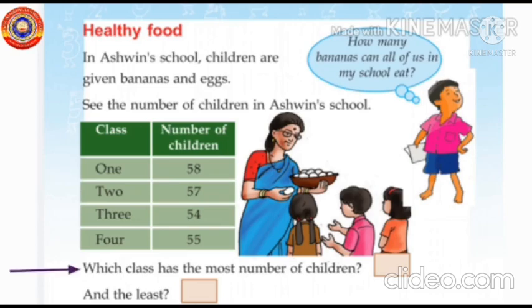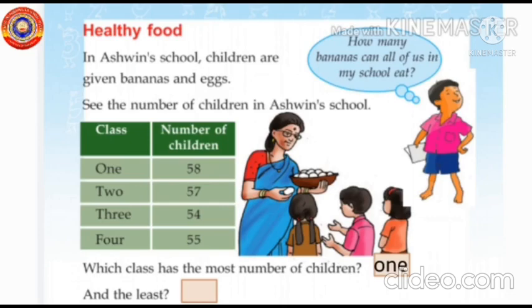First, we want to find which class has the most number of children. Children, look at the numbers here. Yes, 58, 57, 54 and 55. Which one is the biggest one? Yes, you are correct. 58. So, you write 1 inside the box.